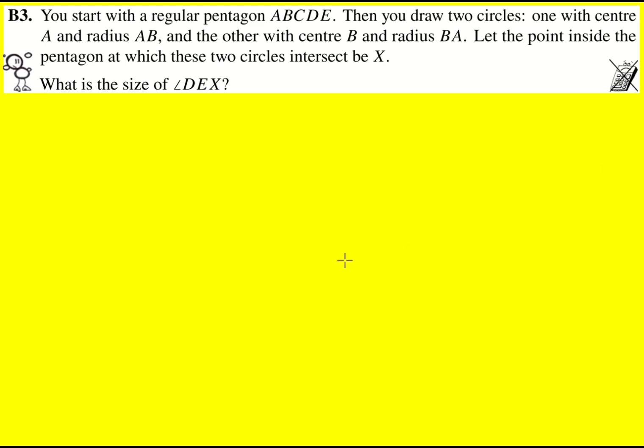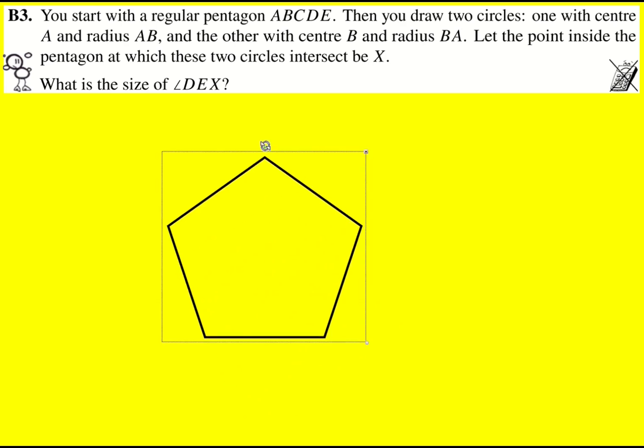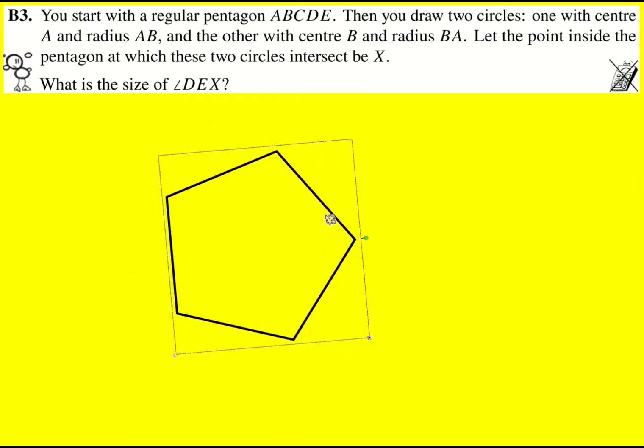This question needed a good sketch. It doesn't have to be a perfect regular pentagon, and obviously circles. You don't have a compass or anything to do that with, but just try and draw them as accurately as you can. I can cheat a little bit here because I've got some software that will allow it for me.